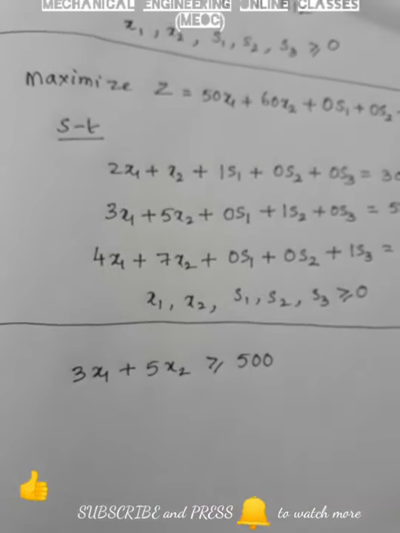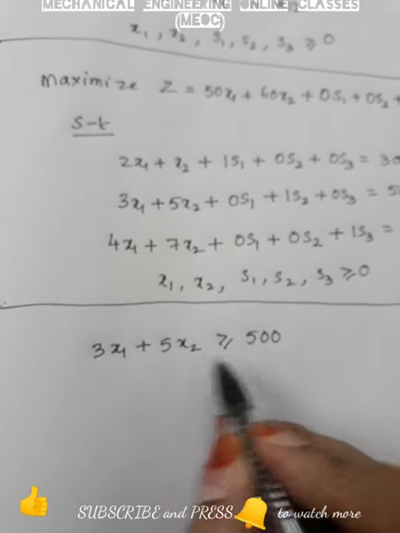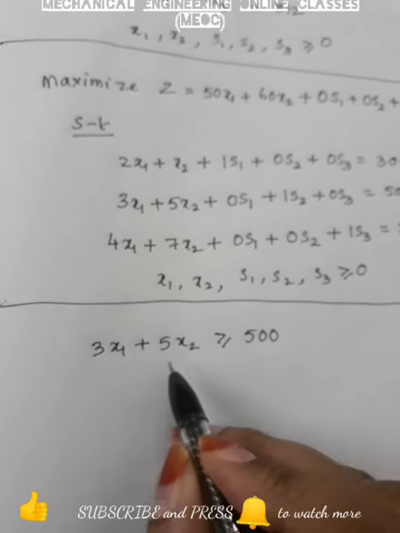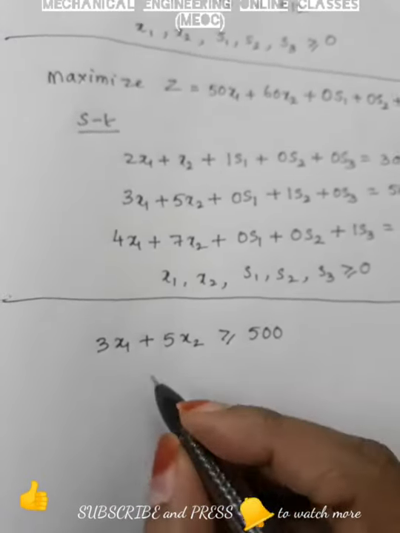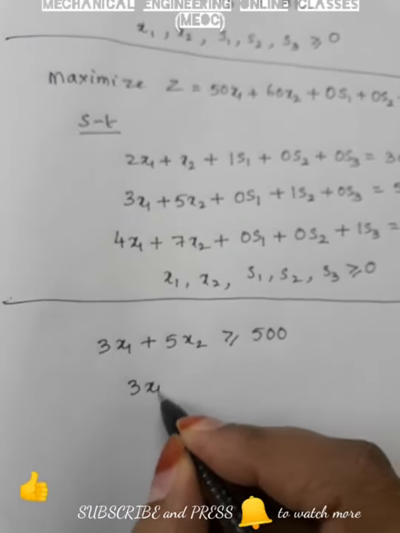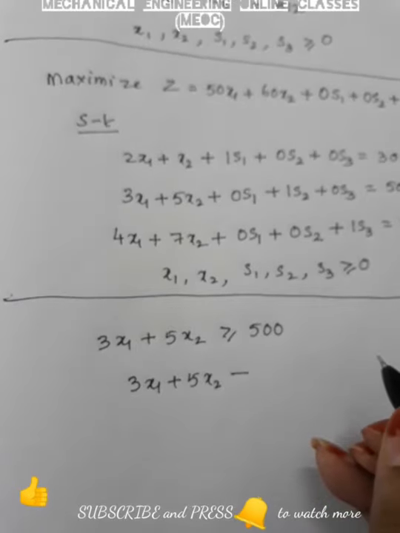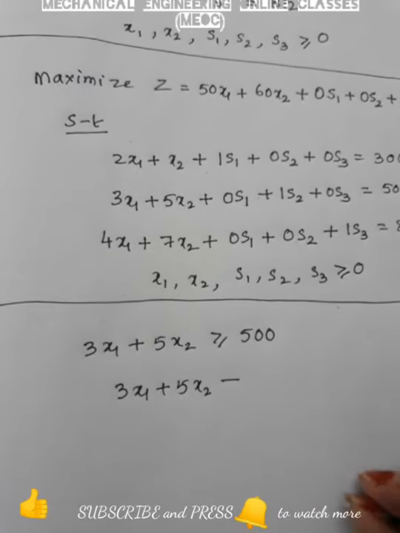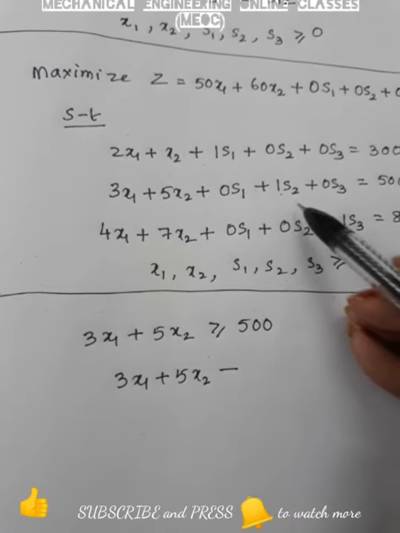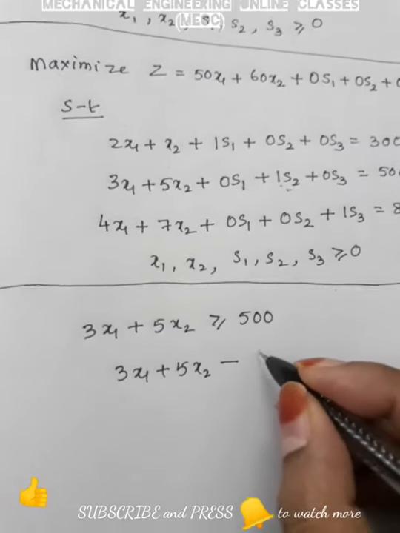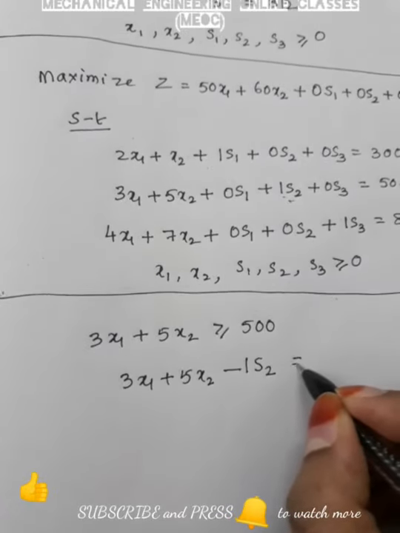Now here the left hand side quantity is greater compared to the right hand side quantity. So I have to subtract some quantity on the left hand side in order to make it equal to 500. So 3x1 plus 5x2 minus, I am subtracting one quantity. It is the second constraint, I have used 1s2 here, so I will take the same variable here, s2. 1s2 is equal to 500.